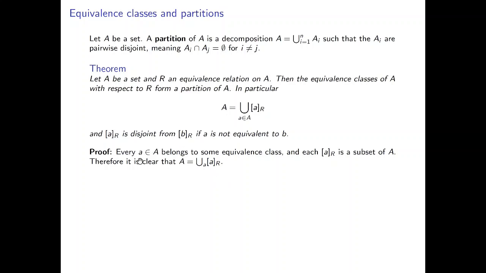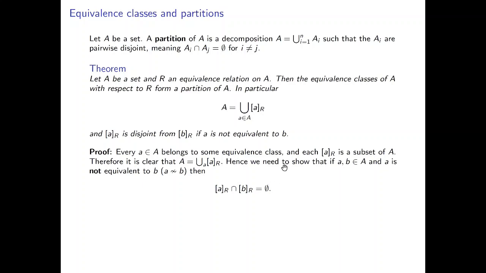Right, because if I have any element of my set A, there's going to be some equivalence class which it belongs to. In particular, it's equivalent to itself. So there's exactly one class it belongs to. And therefore, A is a subset of this union, because anything in A will belong to one of these classes. On the other hand, by definition, each of these classes is a subset of A, and so this whole union is a subset of A. And so since each of these sets is a subset of the other, they have to be equal.